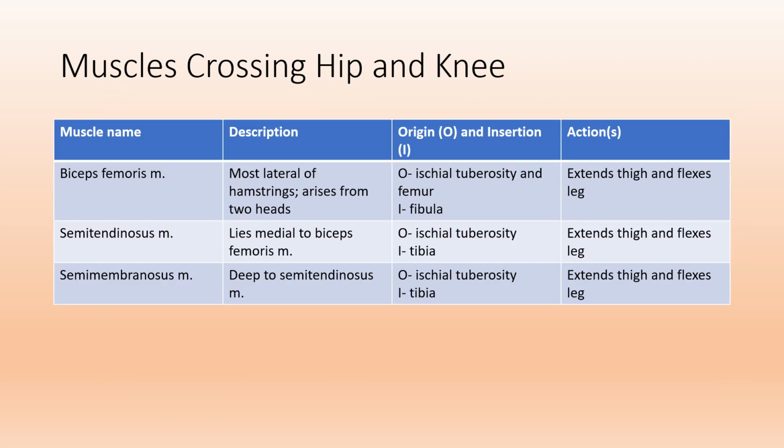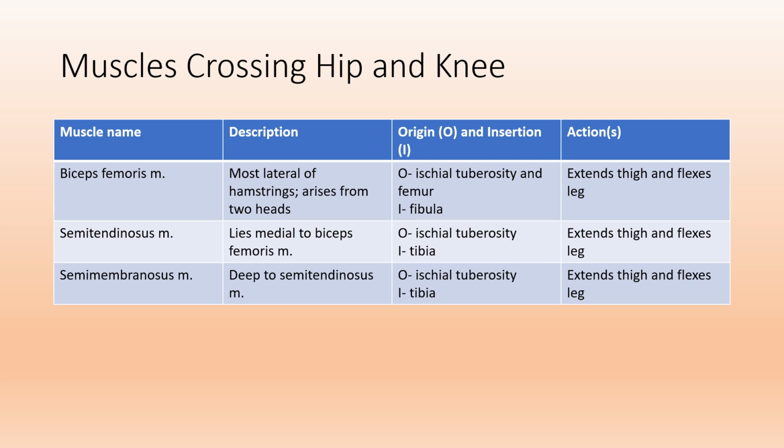The last compartment of the thigh is the posterior compartment, comprised of the hamstrings. But you may not have known this. The hamstrings include three muscles: the biceps femoris, semitendinosus, and semimembranosus. Biceps means two heads, femoris means thigh. So you have biceps in your arm and biceps in your thigh.